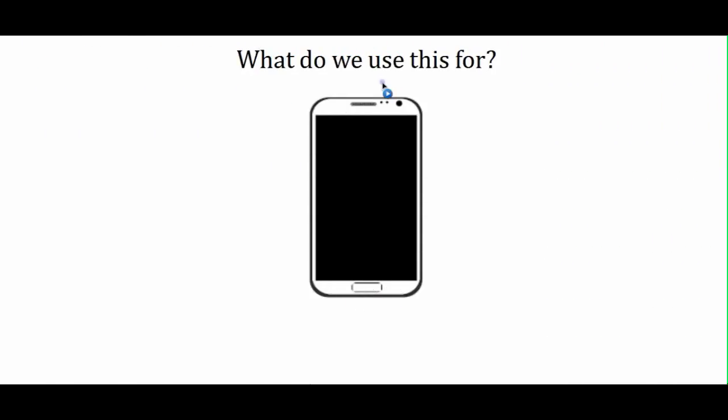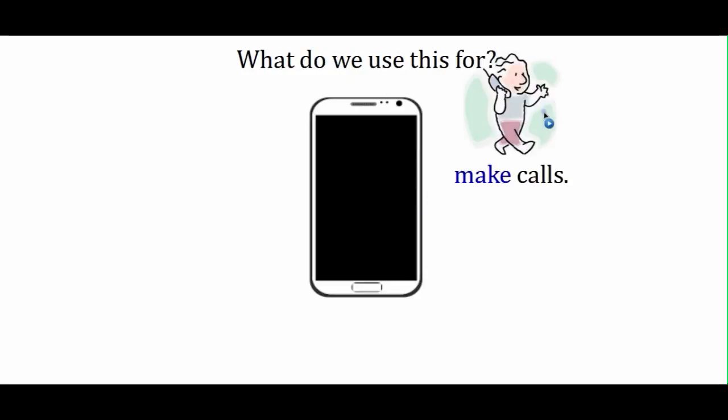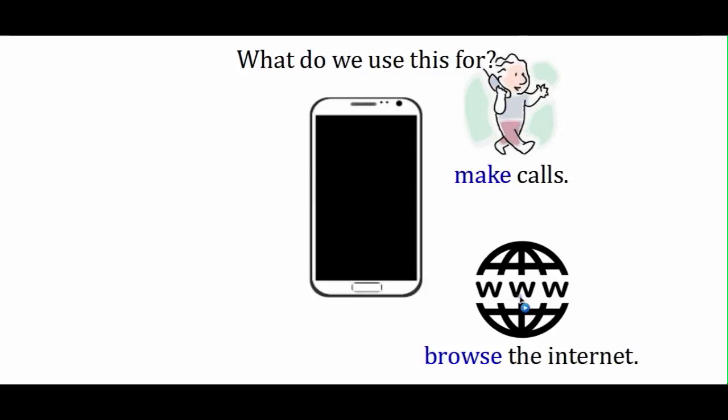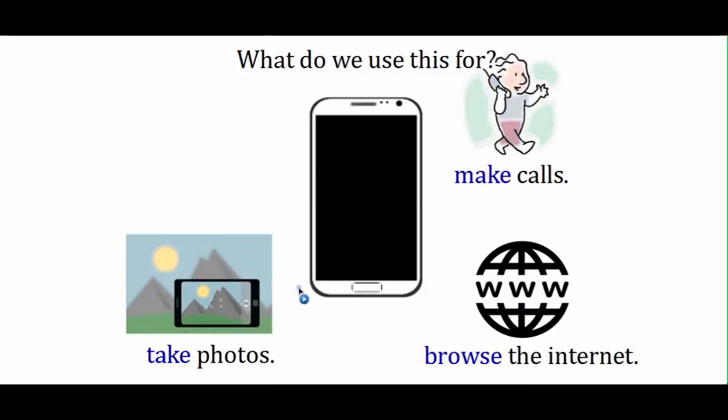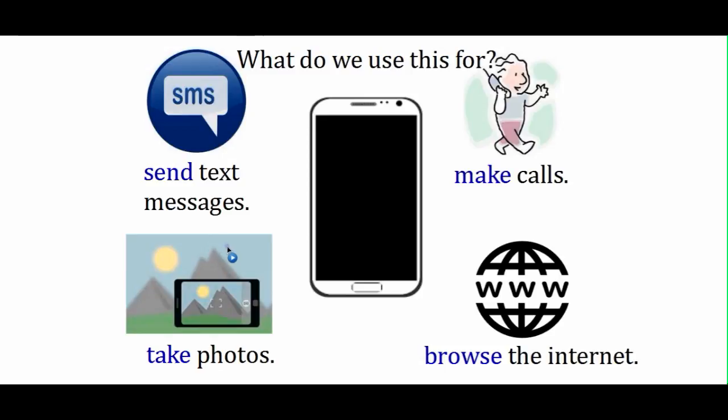Let's have a look at this image. We have a cell phone. What do we use this for? Well, we can make calls. We can browse the internet. We can take photos. We can send text messages. We can do a lot with mobile phones. But how can we talk about this in English?